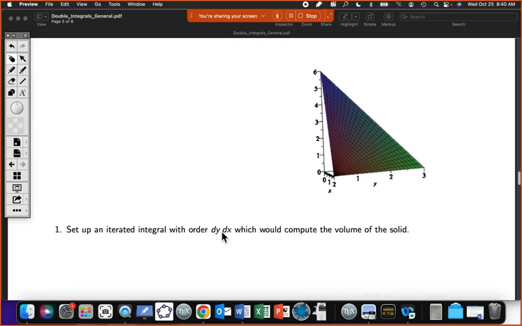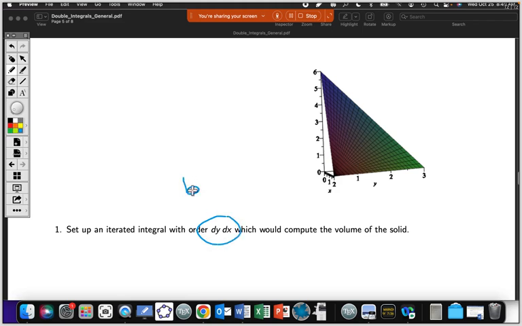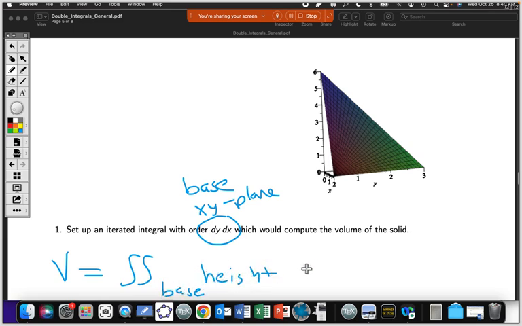All right. So when they say order dy dx, this is telling us that they want the base in the xy plane. So my volume is going to be a double integral, once again, over the base of the height dA. If they're saying dy dx, that's our dA. Base is in the xy plane, so they're telling us that the height here is going to be what variable? The z. Okay.